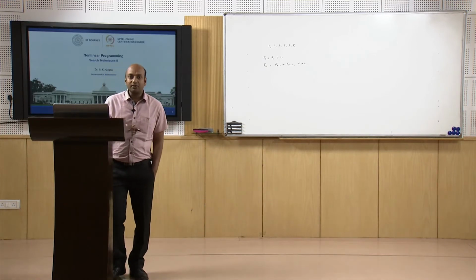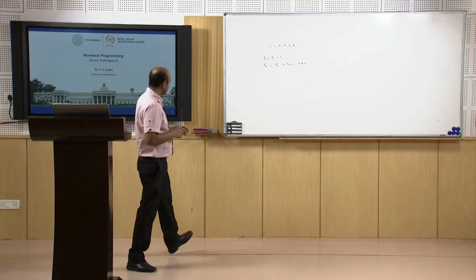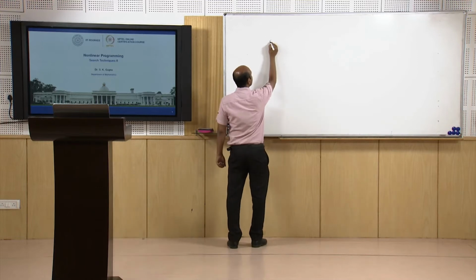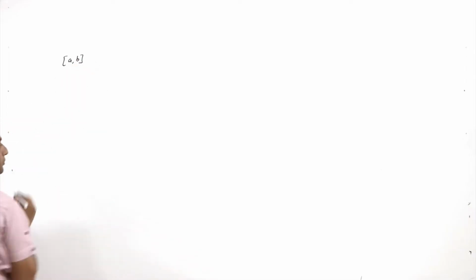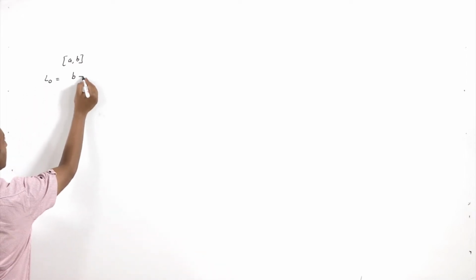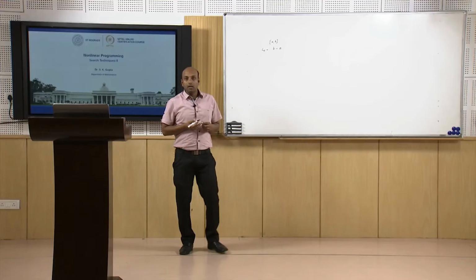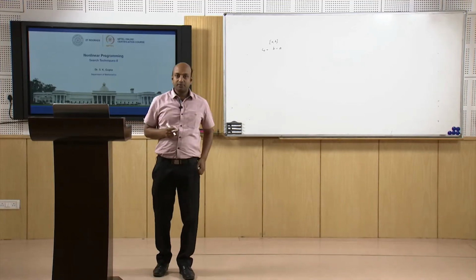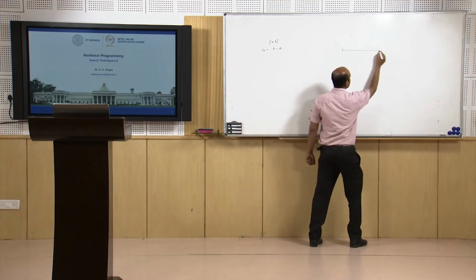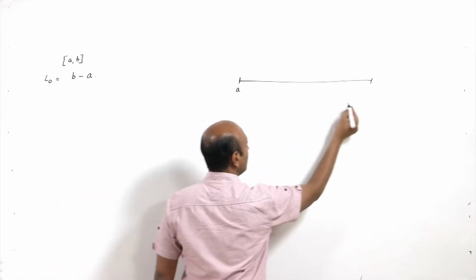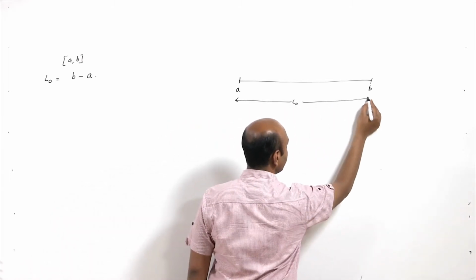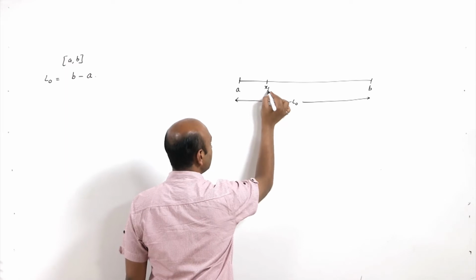Let us suppose we start with [a, b], which is the initial interval of uncertainty. What is the length of this interval? It is b minus a. Now we fix two experiments. How do we fix them? We have this interval from a to b, and this length is L0. We place two experiments, x1 and x2, inside it.